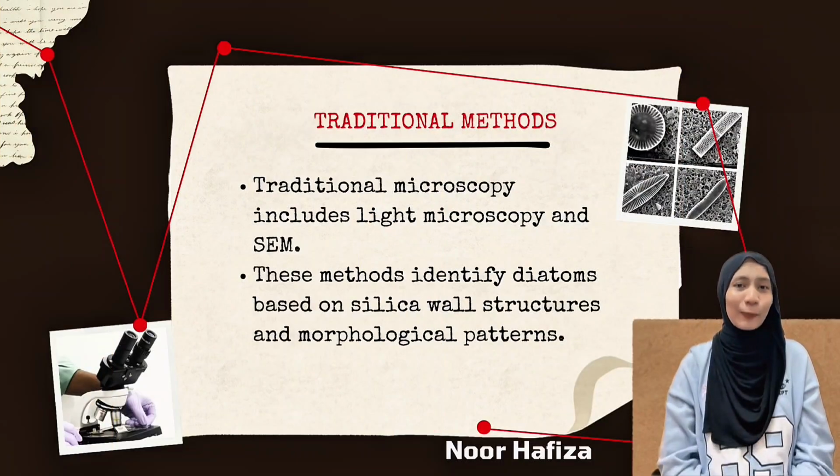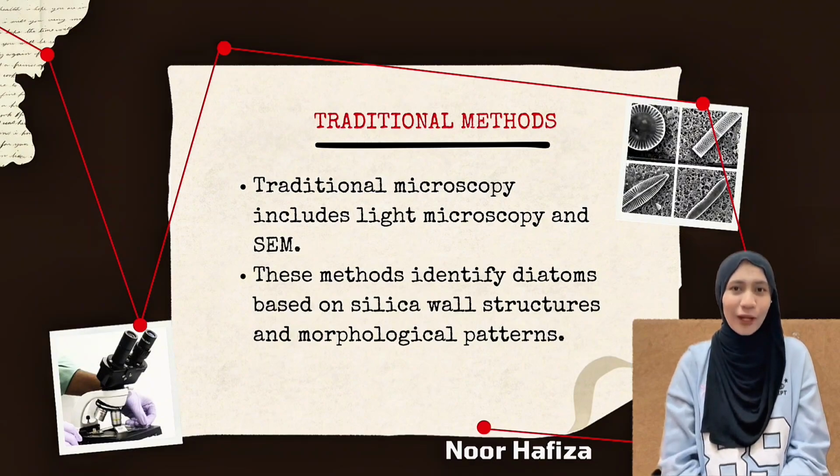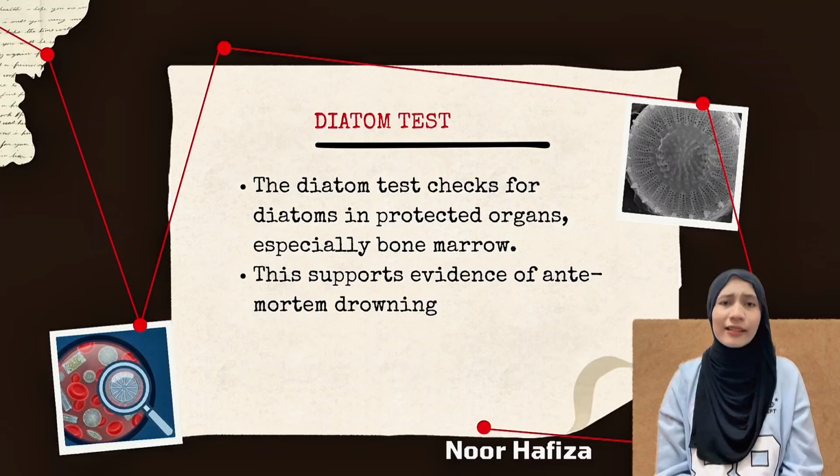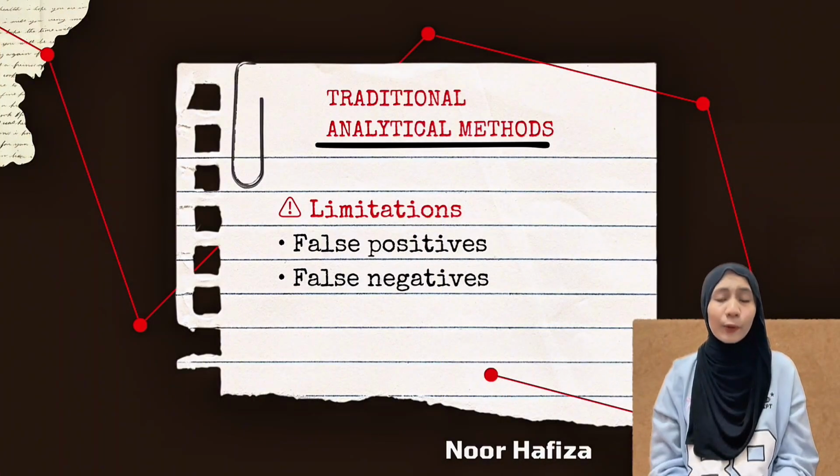The first analytical approach discussed in this journal is traditional microscopy. Light microscopy and scanning electron microscopy, or SEM, are used to identify diatoms based on their unique silica wall structure and morphological patterns. Another important method is the diatom test, where the presence of diatoms in protected organs, especially bone marrow, supports evidence of antemortem drowning. However, this method may produce false positive and false negative results, which limits its reliability.